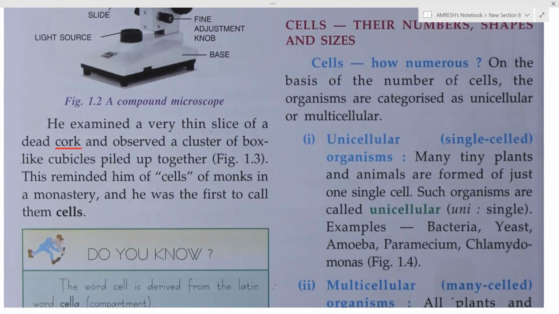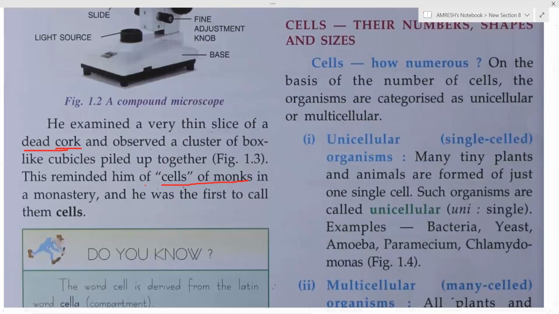How is protoplasm necessary for a cell to be living, and why is a cell without protoplasm called dead? We will learn that after some time. But remember, he examined a dead cork. Dead cork means a part of a plant, you can say. He observed a cluster of box-like cubicles piled up together, and it reminded him of the cells of the monks. Sometimes cells is used for small rooms also.